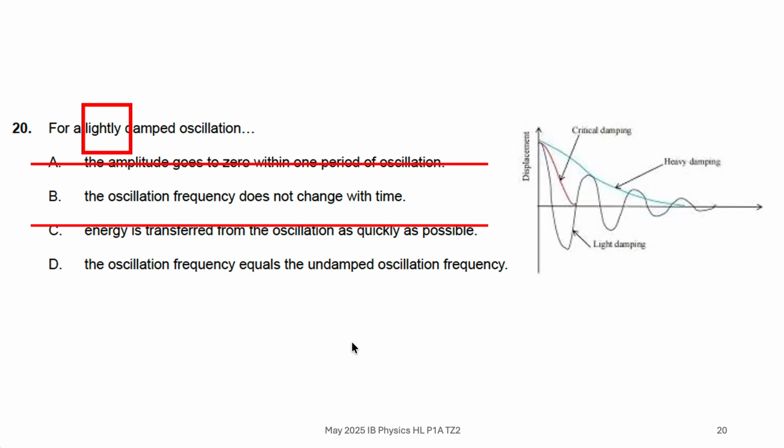Okay, and then lastly, we've got this statement at the bottom here. Light damping affects the oscillation in all oscillation frequencies. Oscillation frequencies are always affected by the damping in the system. So if we have an undamped oscillation frequency, that's the kind of ideal scenario. We'll always have a slight effect.